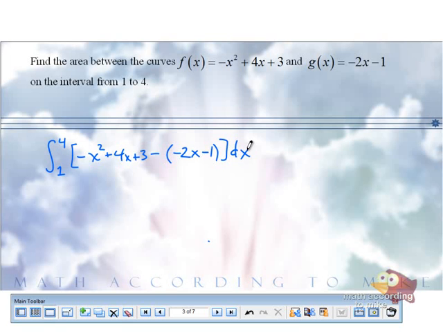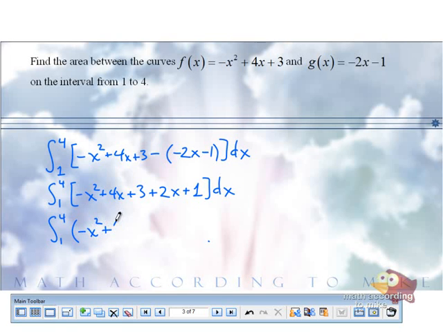Okay. So let's clean this up. If you want, you can distribute your negative through first. So we'll get 2x plus 1. And instead of having to take 5 integrals, we can just take 3 because numbers combine here. How many total x's do we have? 6x. And constants?